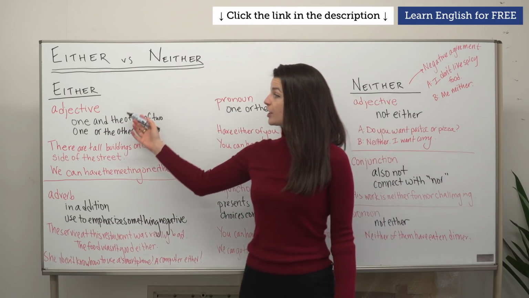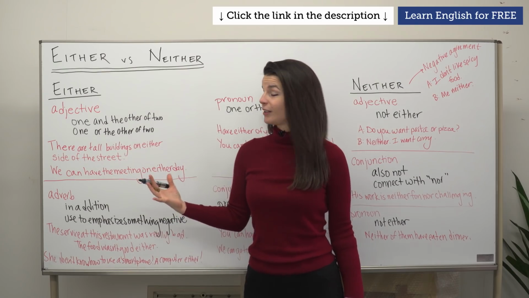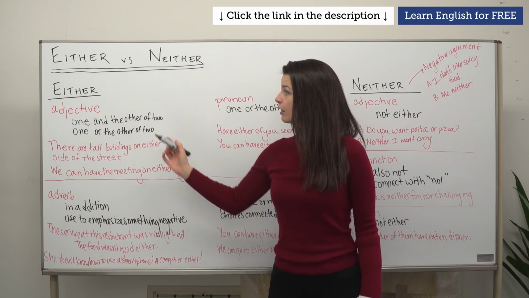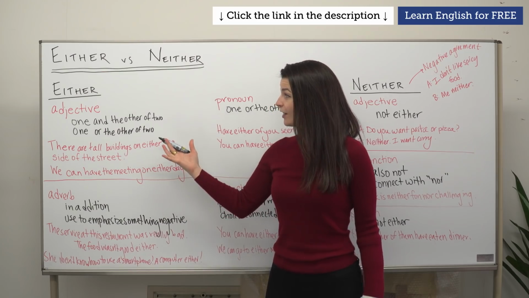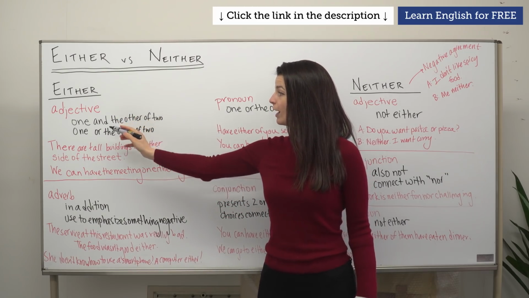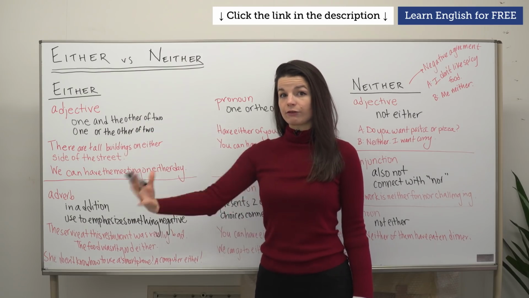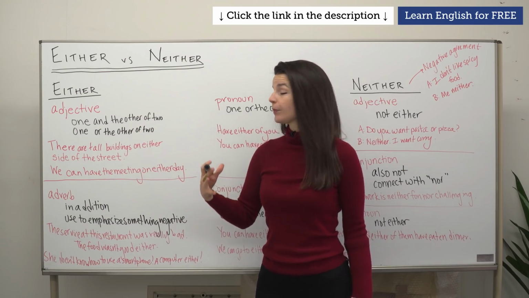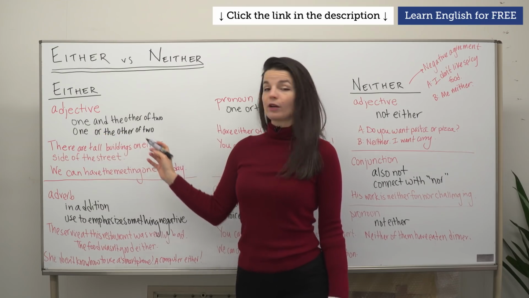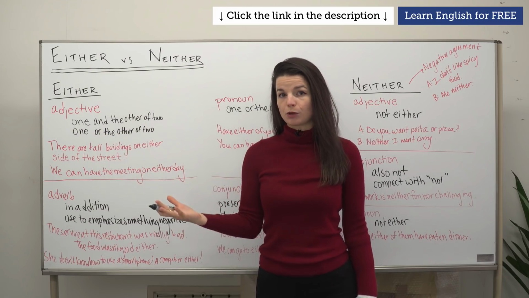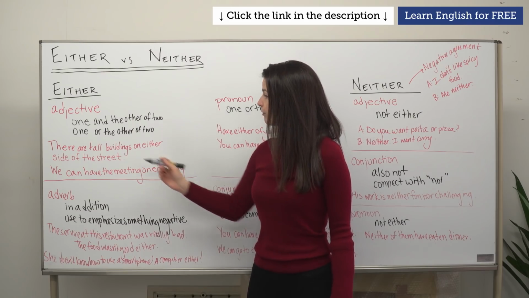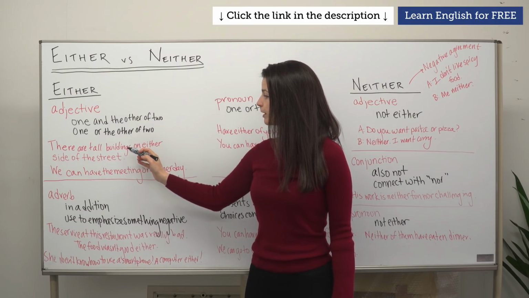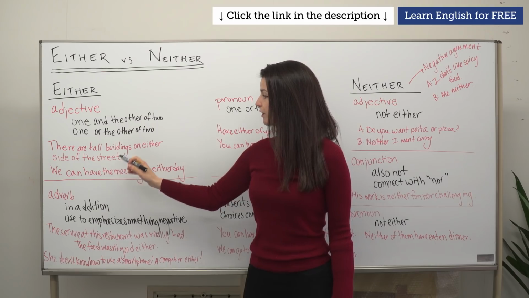As I said, I want to start with the word either for today. Let's start with the use of either as an adjective. As an adjective, either means one and the other of two things or two people, or one or the other of two things or two people. Let's look at two example sentences. The first one is, there are tall buildings on either side of the street.